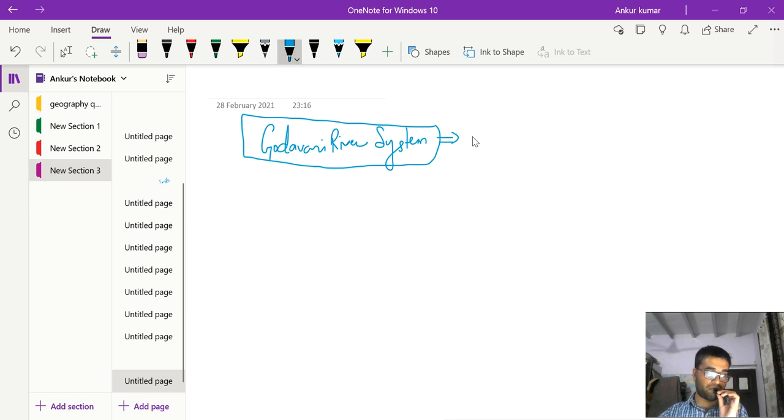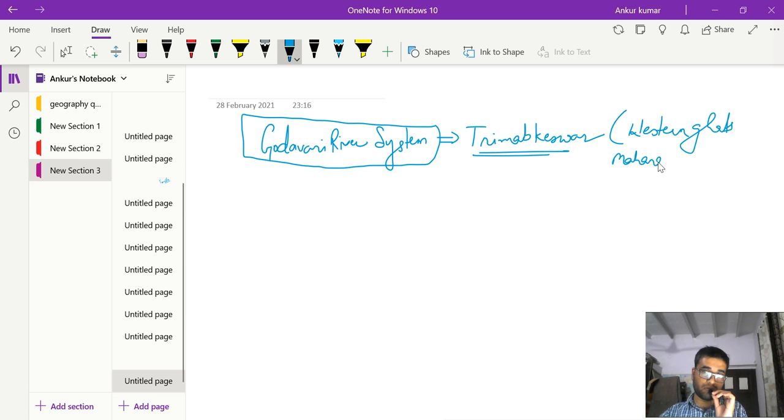The Godavari River originates from Nasik, from a place called Trimbakeshwar. So from here the Godavari River originates. It is in the Western Ghats, Maharashtra. Now let us make the drainage system of the Godavari. So this is the Godavari River, and this is the right bank tributary of Godavari, that is the Manjira River, or Manjara River.